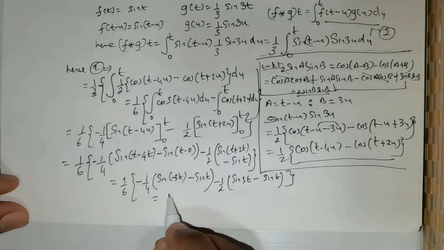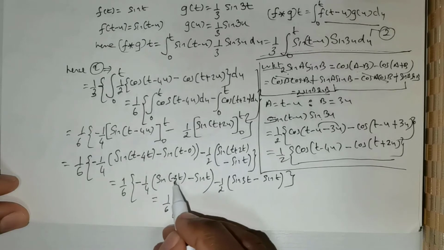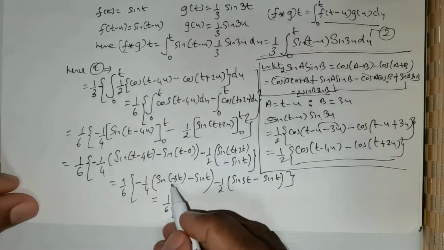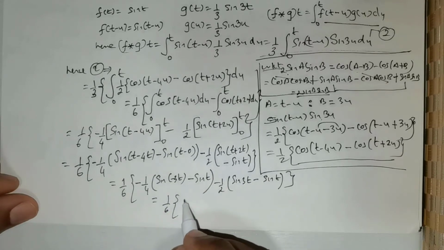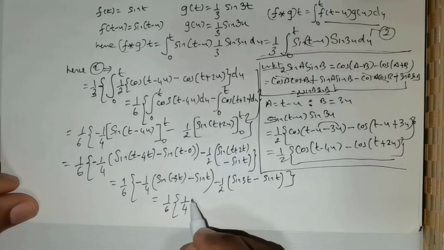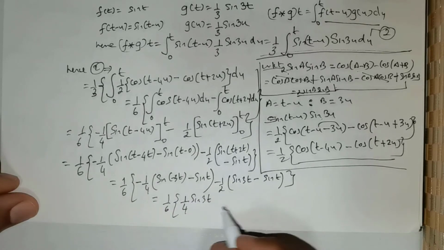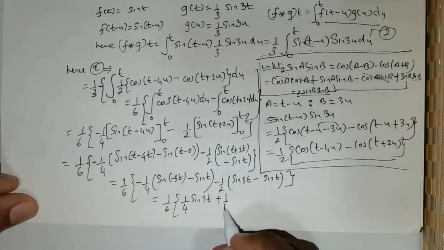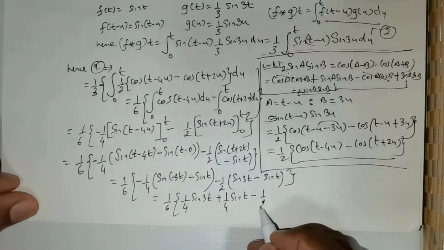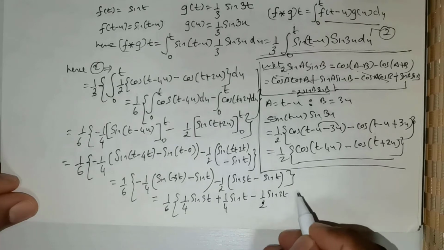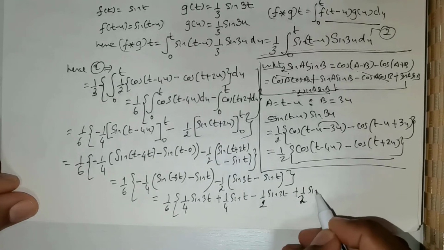Now rewriting negative 1 over 4, this is already there. Sine is an odd function, so sine of negative 3t would be negative sine of 3t, so that's going to be positive. So it's going to be 1 over 4 times sine 3t, and we have a negative sign, negative, that's going to be positive 1 over 4 times sine t, and negative 1 over 2 times sine of 3t, and this is going to be positive 1 over 2 times sine t. So this is what I've got.